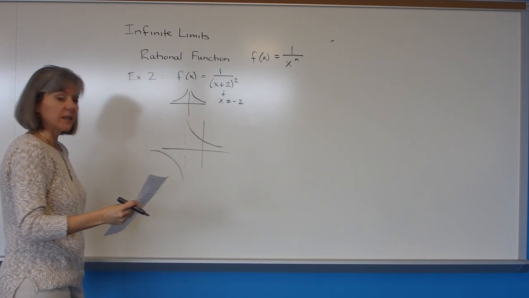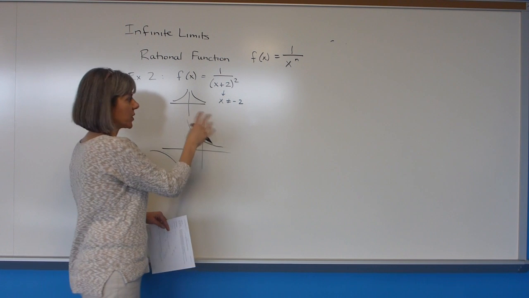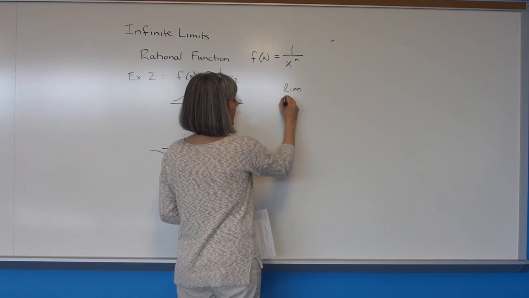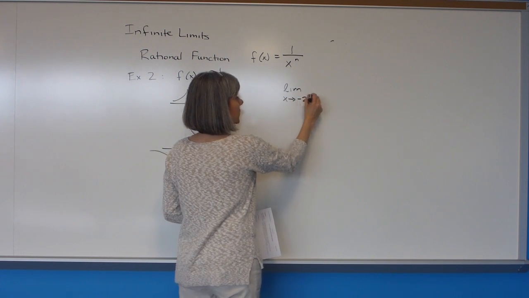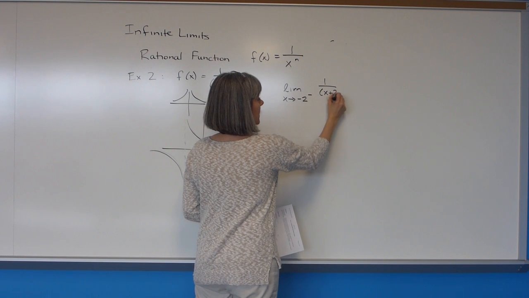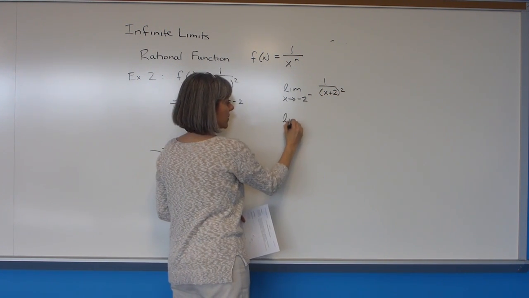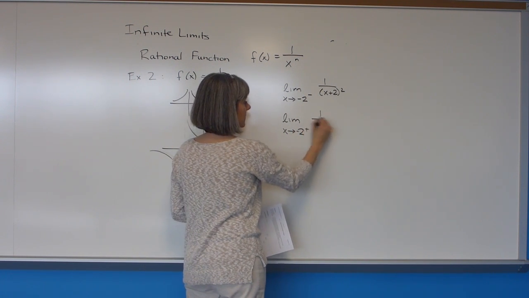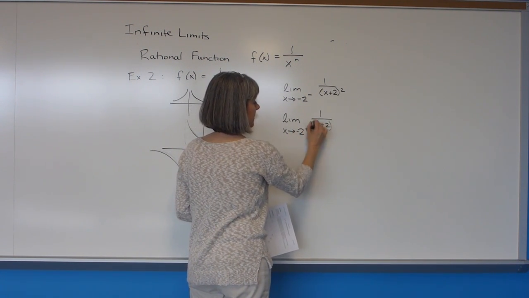Okay, so again, now let's look at the limit as x approaches the value of interest, negative 2. So if I look at the limit as x approaches negative 2 from the negative side, 1 over x plus 2 squared, and I'm going to look also from the right side, and let's see what happens.